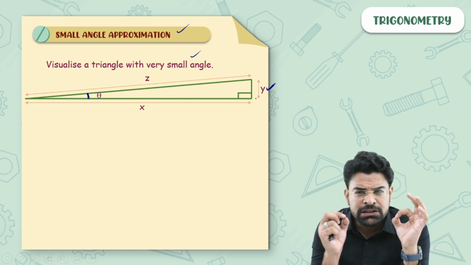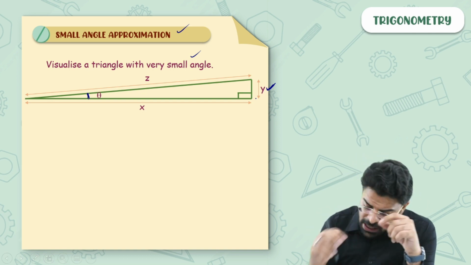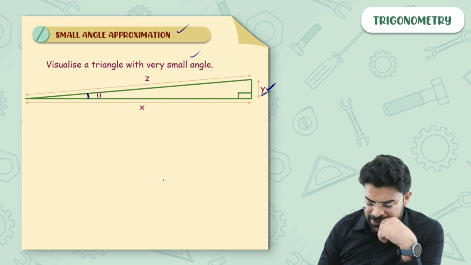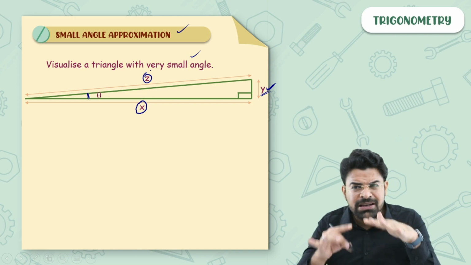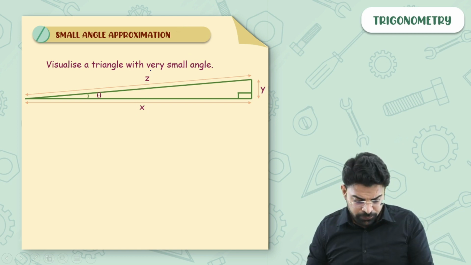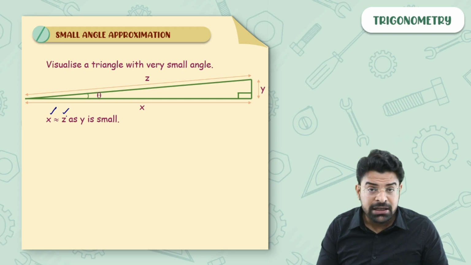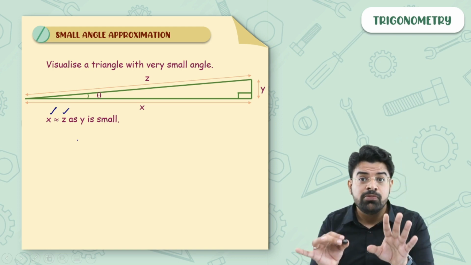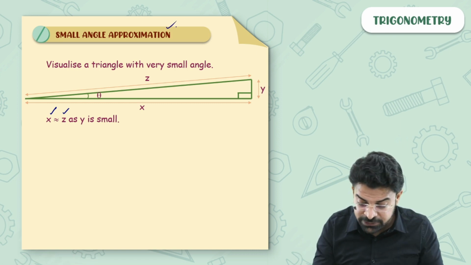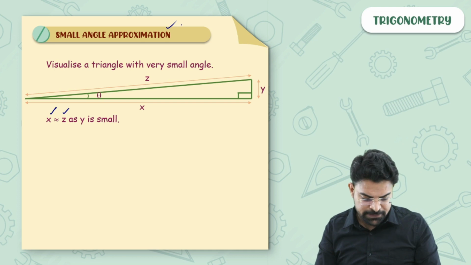Now think of this right angle triangle with a very small angle theta. As the length of perpendicular is negligible, can I say that the length of base and hypotenuse will be nearly the same? So we can say that the base will be nearly the same length as the hypotenuse. I am not saying they are equal, I am saying they will be nearly equal, and hence we say small angle approximation, not small angle exactness.